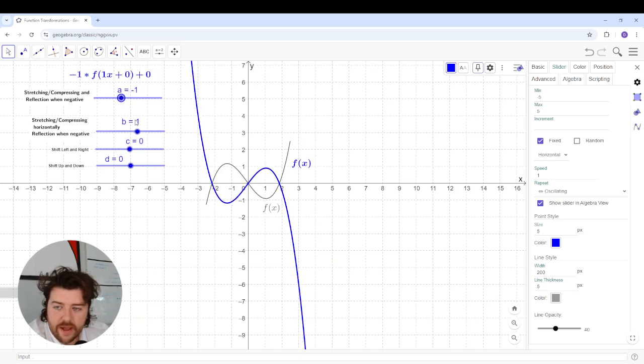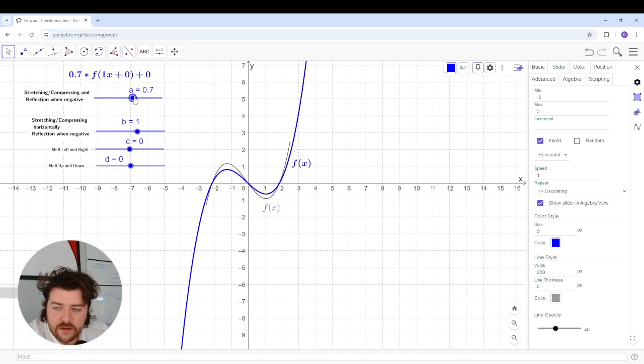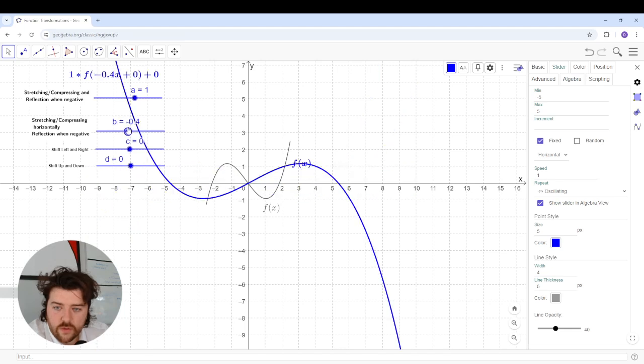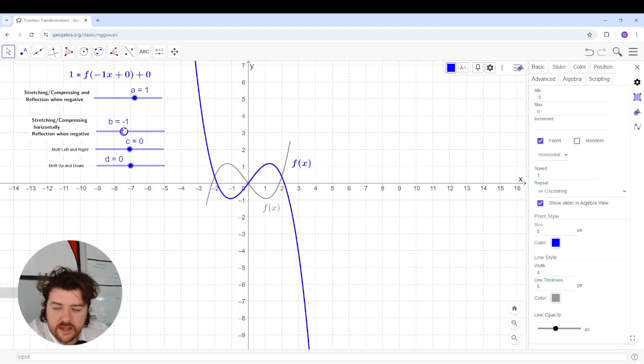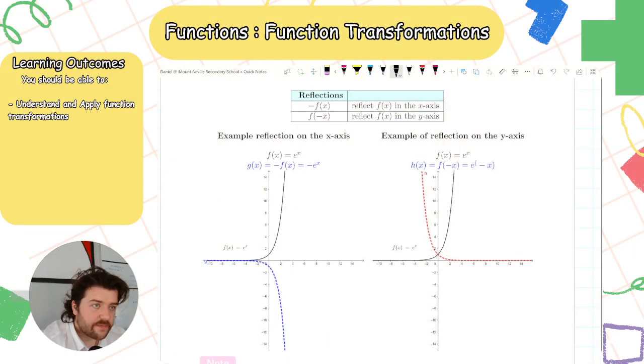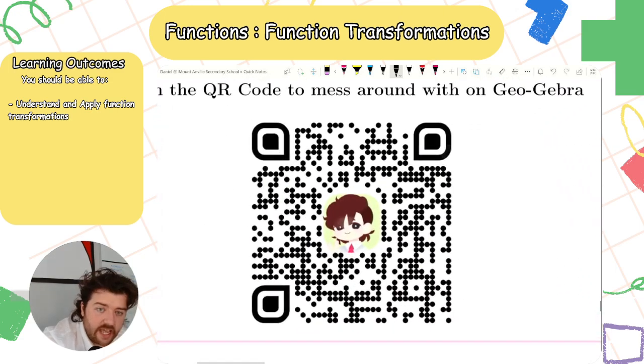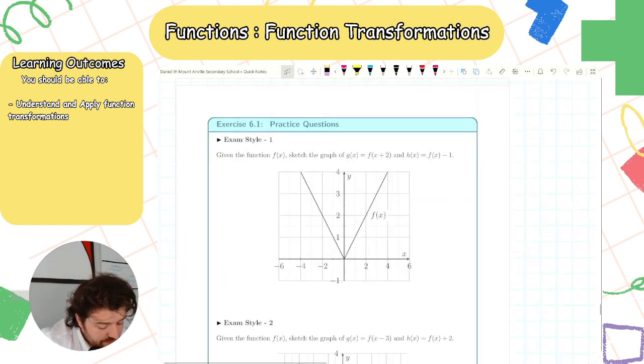And then if I multiply my input by a negative, it will flip on the y-axis. So, flipping on the y-axis. And there you go. So let's just look at some questions really quick. There's a QR code there if you want to scan and mess around with the function transformations yourself.